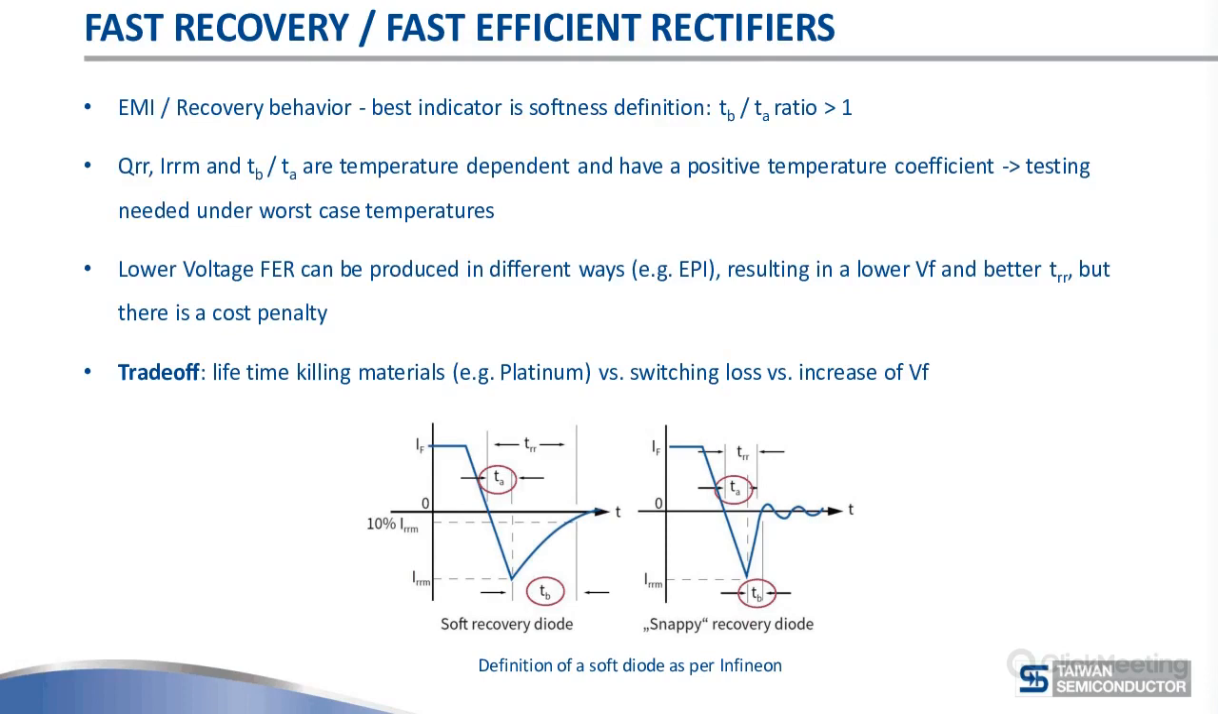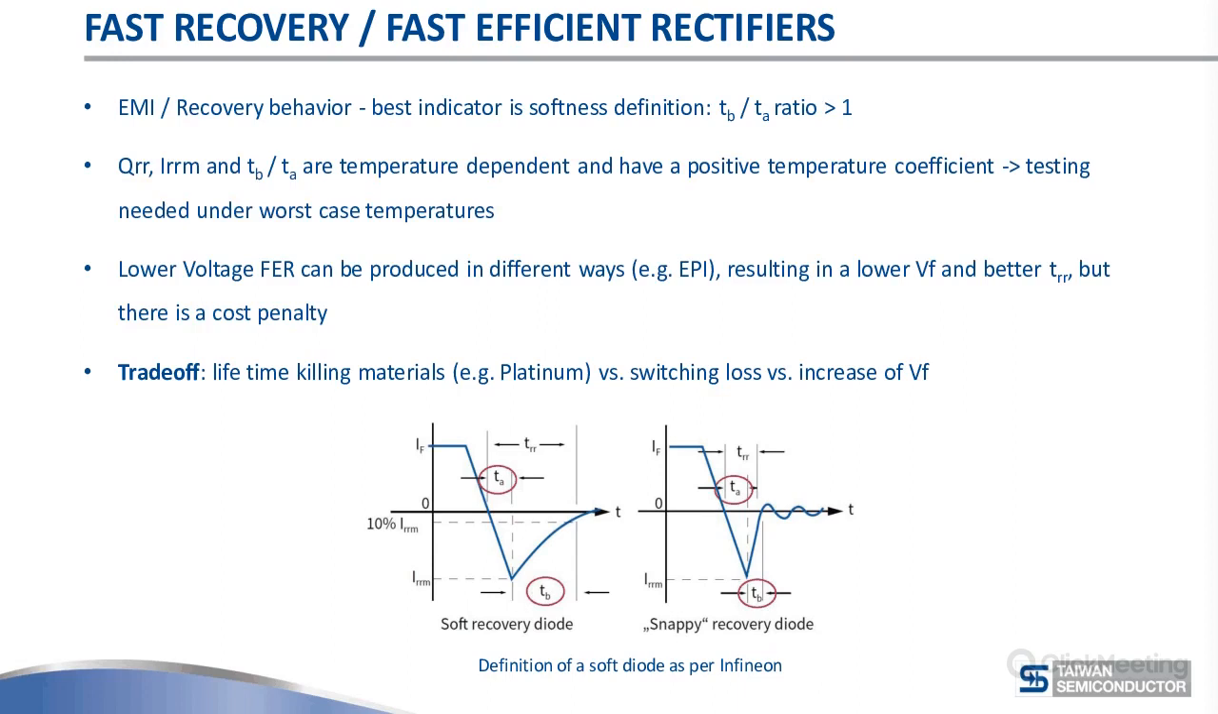Other things, of course, for a fast, efficient rectifier: what is important is they determine the EMI behavior. It is a very critical parameter. Sometimes softness is defined as the ratio of TB over TA, meaning the second half of the recovery slope is larger than the first half, and that's usually considered a soft part. But you need to test the EMI anyway, because no two fast recovery rectifiers are the same.